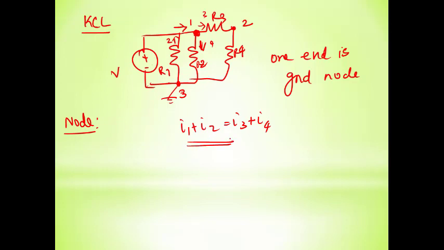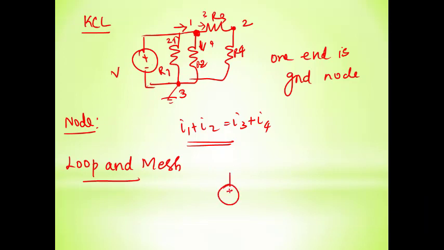We analyzed the circuit by using Kirchhoff voltage law, and similarly we can analyze the circuit by using Kirchhoff current law. Before going into analysis, I need to tell what is meant by loop and mesh. So what is a loop and mesh?